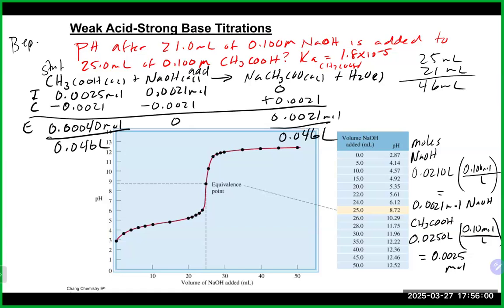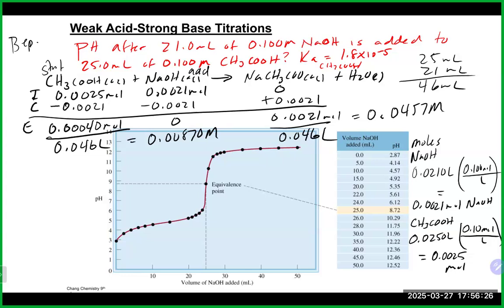And that's going to get me something here with some numbers. Looks like maybe 0.00870. And 0.0021 divided by 0.046. Looks like 0.0457 molar there. I got that right there.